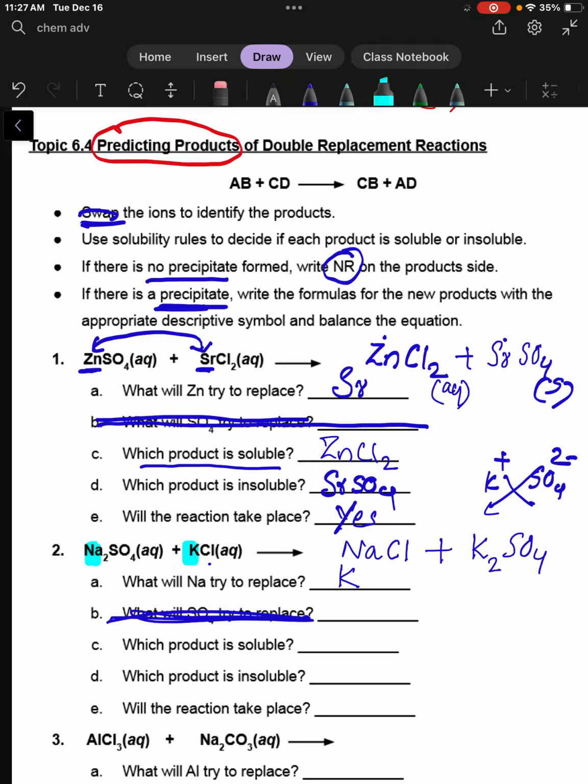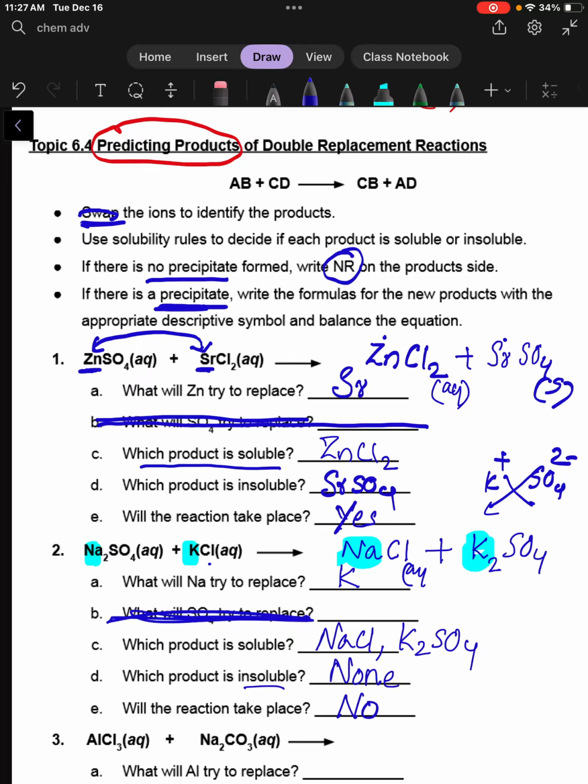So I'm going to check the solubility chart. This is sodium, group 1. This is potassium, group 1. So I realize that both of them are what? They are both soluble because both are group 1 compounds. Which product is insoluble? There is none because both of them are soluble. That means this reaction will never take place. So you are going to write it is a no.